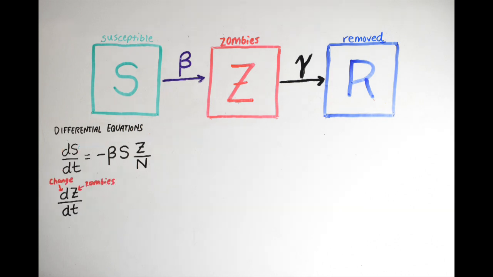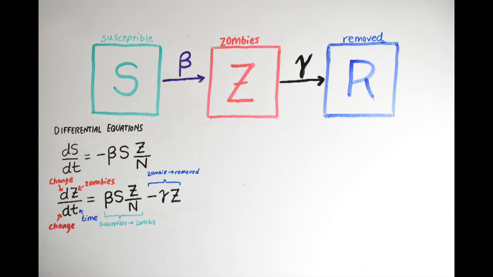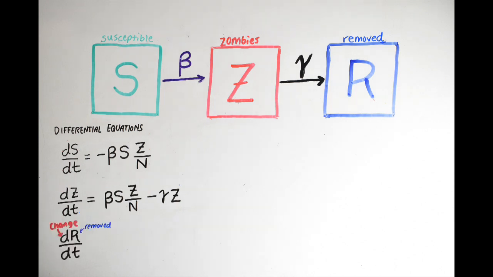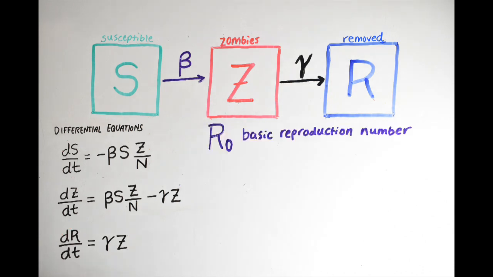Similarly, the change in zombies over change in time increases as susceptibles become zombies, and decreases as zombies are killed at rate gamma. The change in the removed population over time depends on the zombie removal rate and the number of zombies. These equations allow you to calculate the R-naught value, or the basic reproduction number. R-naught represents the average number of people infected by one infected individual.